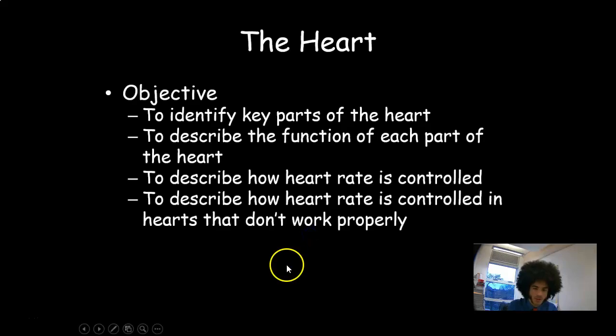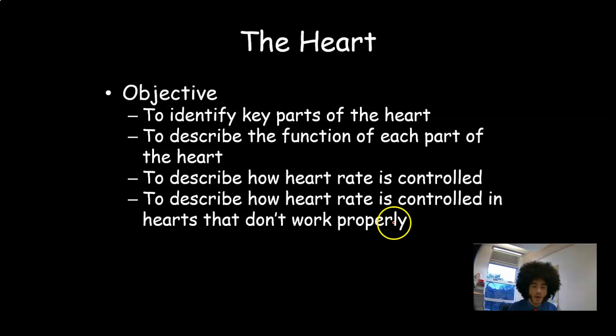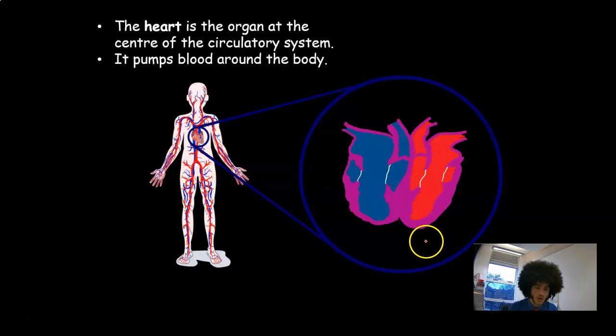By the end of this video you should be able to know the following things. You should be able to know the different parts of the heart and also the function of each part of the heart, and that includes the blood vessels that go inside and outside of the heart. I'll also describe very quickly how heart rate is controlled, and then also how you control heart rate in hearts that don't work very well. This last point, I'll touch on it very quickly, but it's something which I might expand on in a future video. Okay, so let's get started.